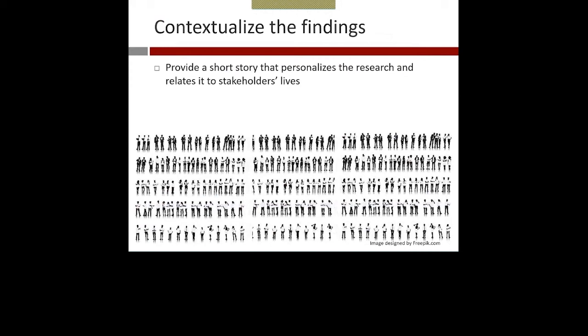Another thing when you're communicating your findings is to contextualize the findings. This can be good, again, for policymakers, stakeholders, and the public. If you provide a short story that personalizes that research and relates it to the stakeholders' lives, it really allows them to see how your research relates to them and the effect that it can have. And then again, suggesting an action that can be taken can really help them see not only how this relates to them, but then what they should do with it.